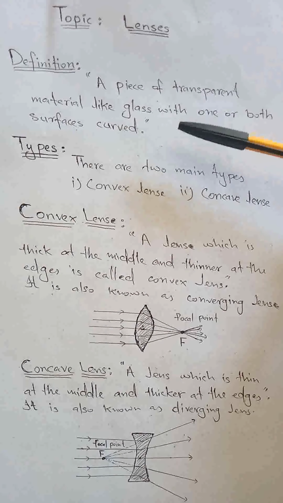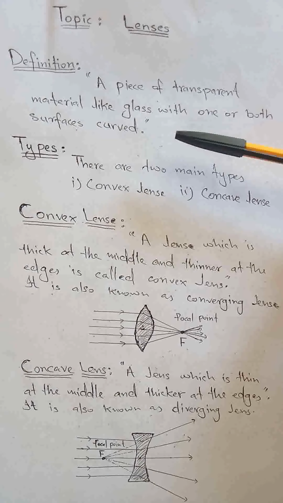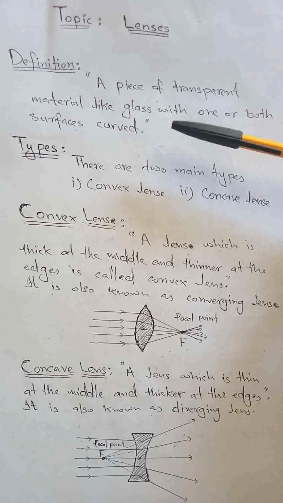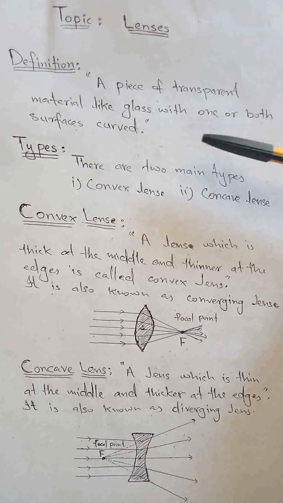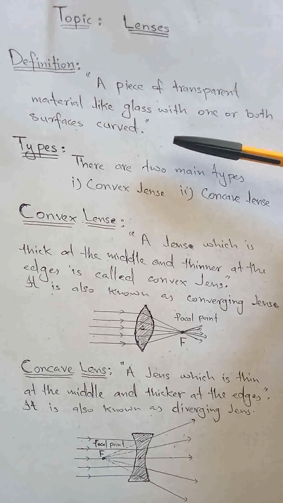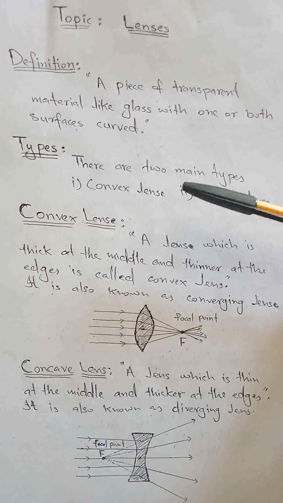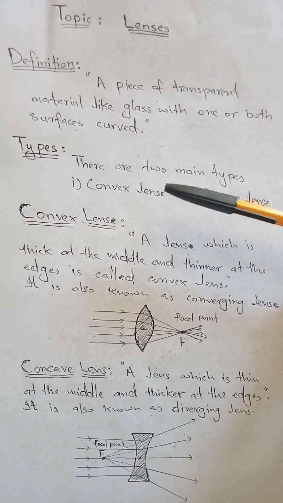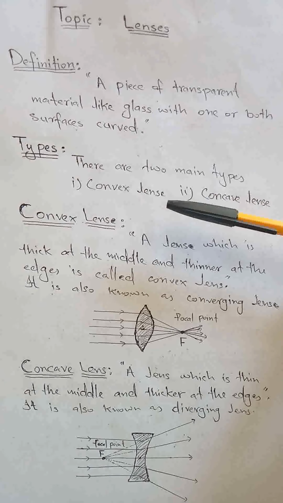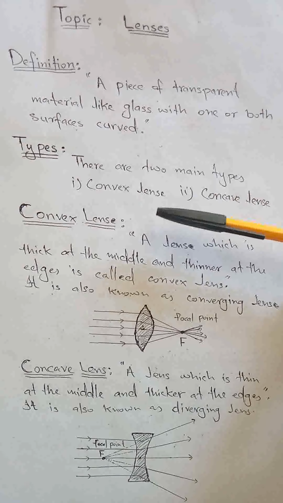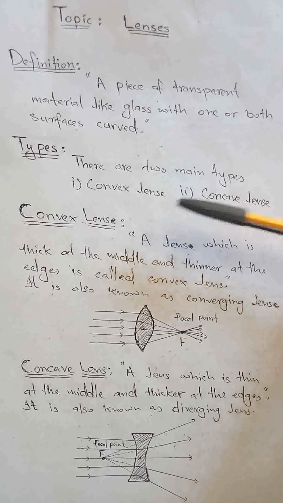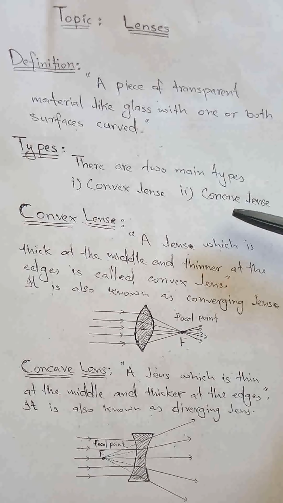A piece of transparent material like glass with one or both surfaces curved, that is called a lens. Now let's discuss its main types. Dear cadets, it has two main types. One is called convex lens and the second one is called concave lens.